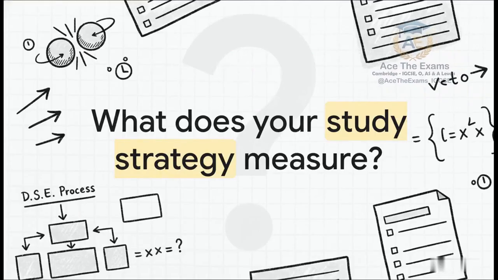I want to leave you with this final, provocative thought. If examiners value process over final numbers, which we have absolutely proven today, what does your current study strategy actually measure? Are you just like Alex, checking the back of the textbook for a number, giving yourself a tick and moving on? Or are you rigorously checking your logical flow, your terminology, and your DSE process? Grab a past paper right now and tackle a momentum question focusing entirely on your method.